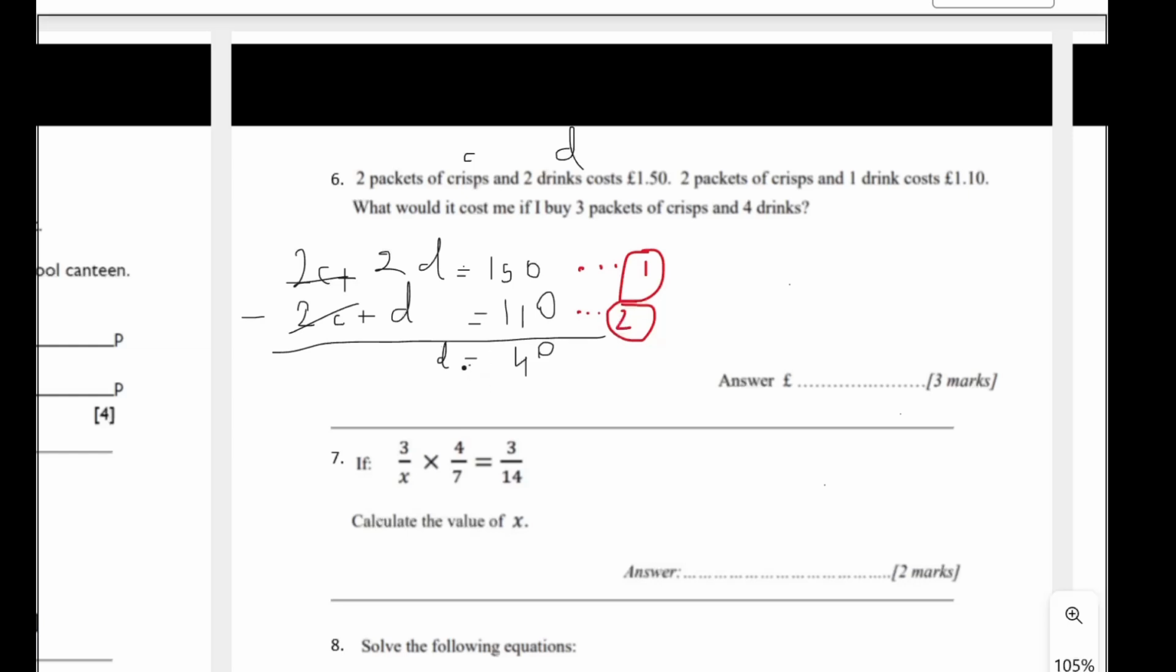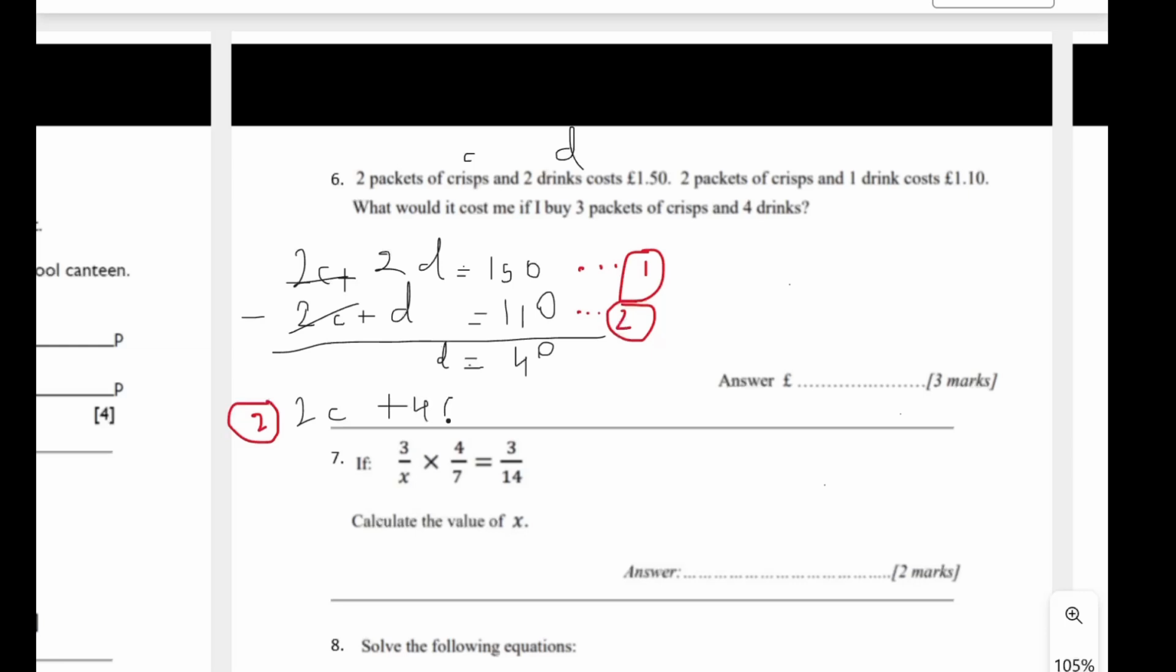So if D is equal to 40, we're going to substitute back into, let's say, equation 2. That means we get 2C. So this is equation 2. So 2C plus 40, we got that from how we figured it out, is equal to 110.